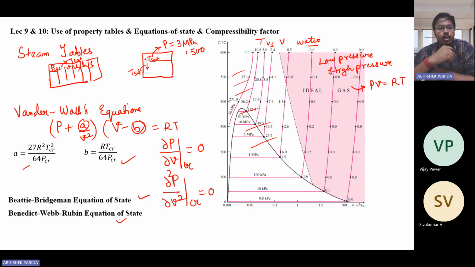Okay, so I hope this much summary is enough to wind up this week's lectures. So based on that, now we are going to solve the numericals for this week.